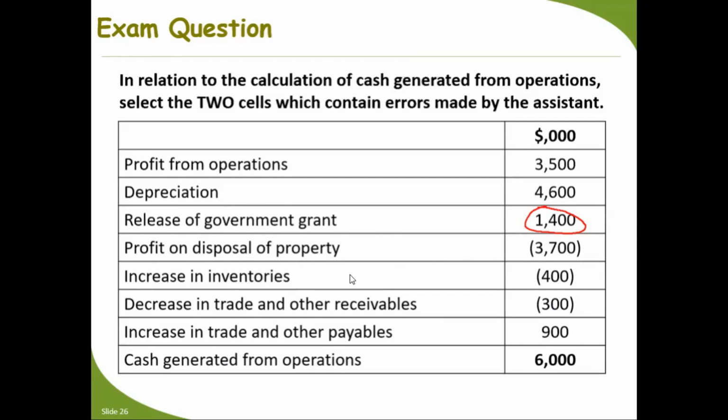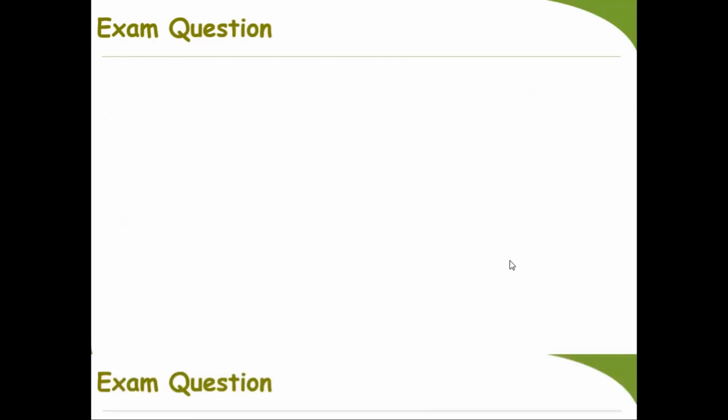And increase in inventory. Yes, outflow. Decrease in trade and other receivables. This is again a mistake, because when there is a decrease in a current asset, that is an inflow, but he showed it as an outflow. So these two items, release of government grant and decrease in trade and other receivables, he incorporated in the wrong way. So we highlighted these two.